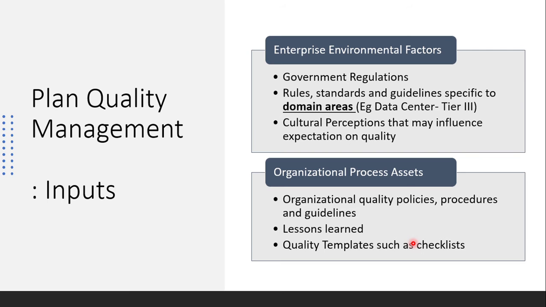Again, the rules and the guidelines of specific domain areas, as I told you. If it's a data center, then of course the tier 3 standards. There are documents that you can download as a project manager, the checklist of the tier 3 data center standards, what needs to be included in your project for your data center to get certified as a tier 3 data center. So those standards and the checklist will be a definite input for your project planning when you're planning quality management in your project.